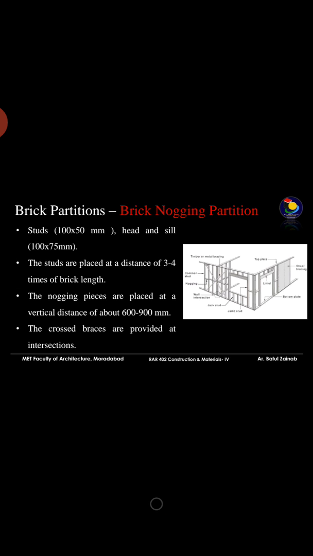Studs are dimensioned as 100 by 50 mm. Head and sill are 100 by 75 mm in dimension. The studs are placed at a distance of 3 to 4 times the brick length. Or we can say that after every 3 or 4 bricks we place the next stud. The nogging pieces are placed at a vertical distance of about 600 to 900 mm. The crossed braces are provided at intersections. You can see in the figure also. Wherever intersections come, we place the cross bracing to give more stability to the wall or to the frame.